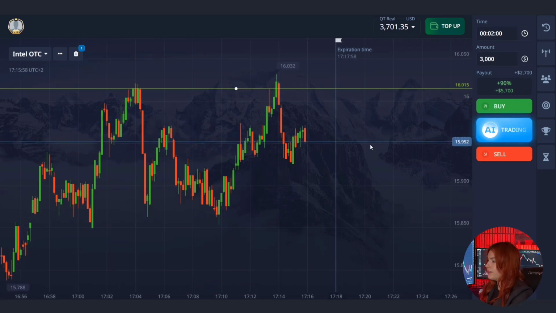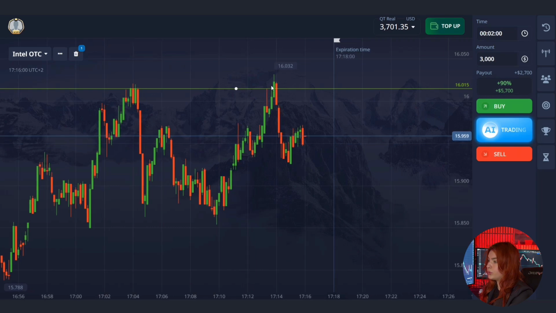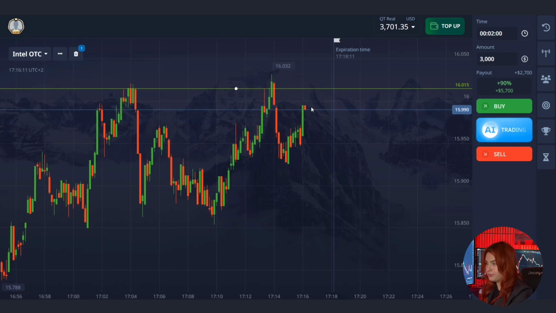Alright guys, we have a resistance level up here. At the same time, we also see that there have already been two touches of this level. We also see that after another downward pullback, the price has reversed and is currently approaching our level again. This is where we'll open a deal for 2 minutes to buy.